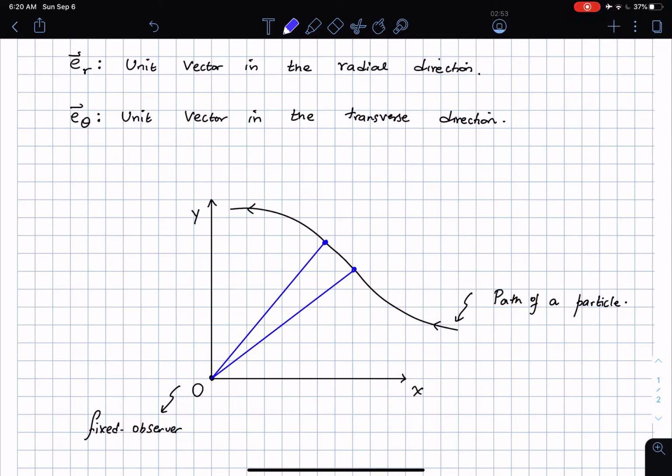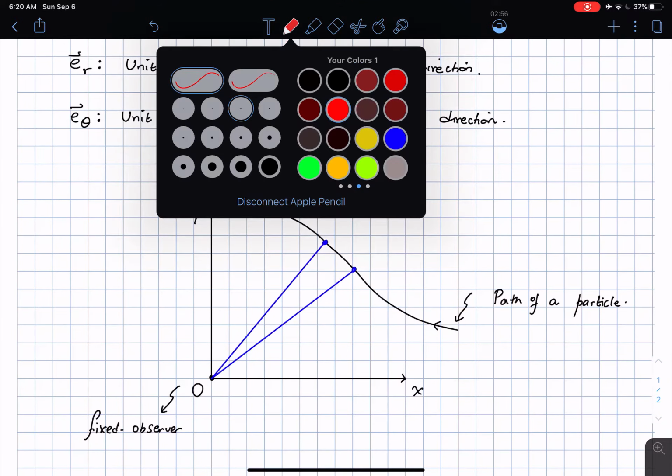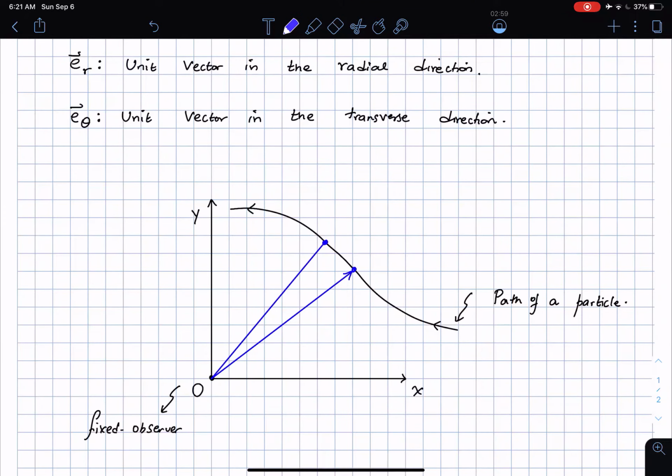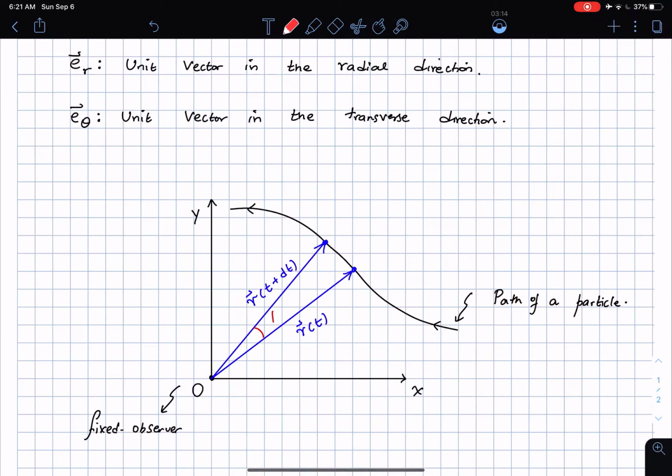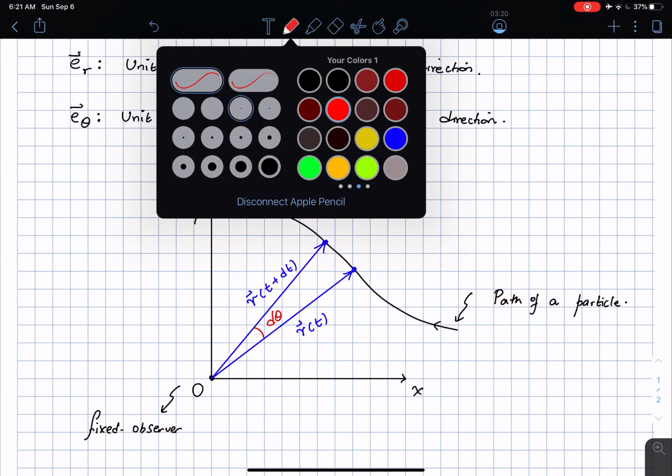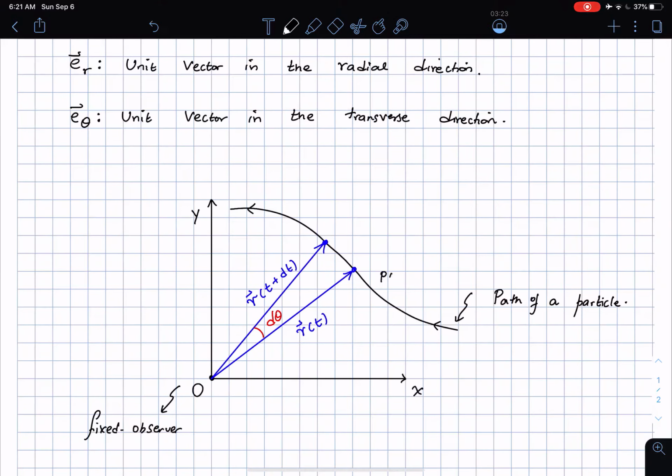Let's first label the position vector. So this is going to be the position vector r at time t, and then this is the position vector of the particle r at time t plus dt, and in that particular time this particle has traveled by an angle d theta as it traverses this distance ds between the two instances in time. So this is going to be particle P at t, and this is the position of the particle P at t plus dt. Let me take this and scoot this down here.